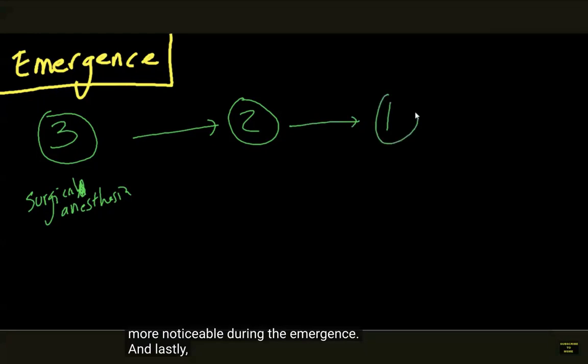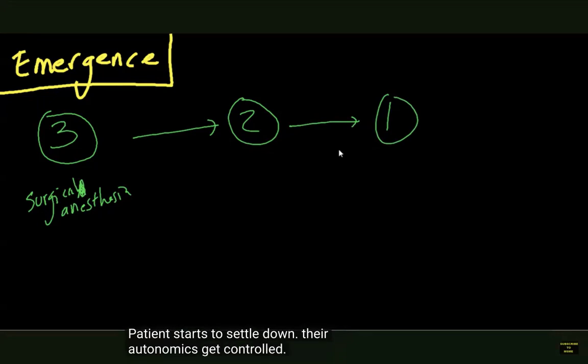And lastly, we'll get to stage one. The patient starts to settle down, their autonomics can get controlled. Finally, they become awake. So remember, reverse order for emergence.